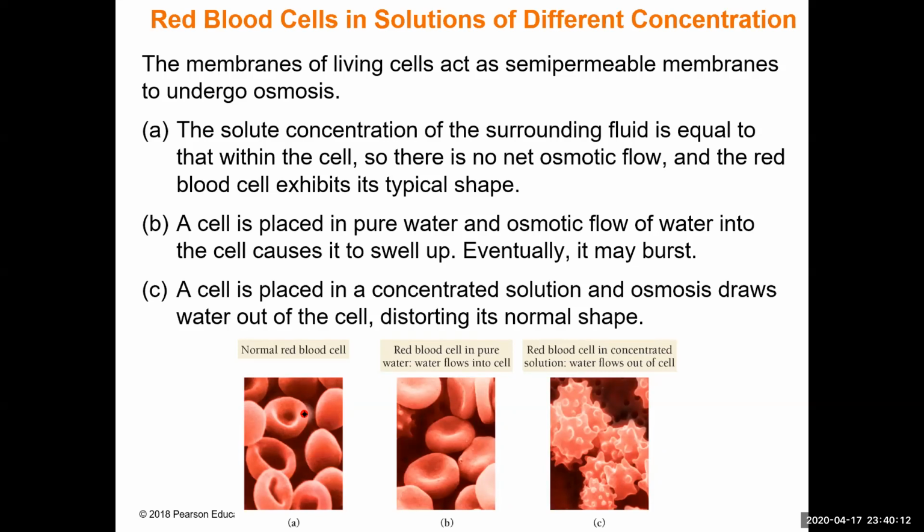In figure B, here we have a cell that's placed in pure water. So outside of the cell is pure water. Inside of the cell is our more concentrated area. Because it is more concentrated inside of our cell, some of this water outside of the cell will now flow into the cell. And what ends up happening is our cell ends up swelling up, and eventually it might burst.